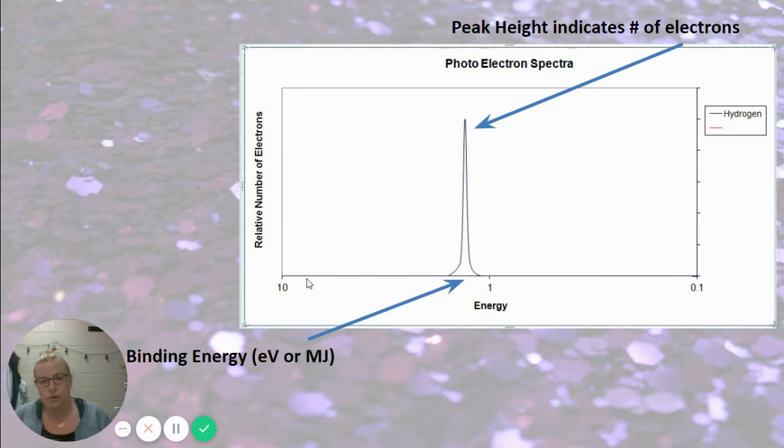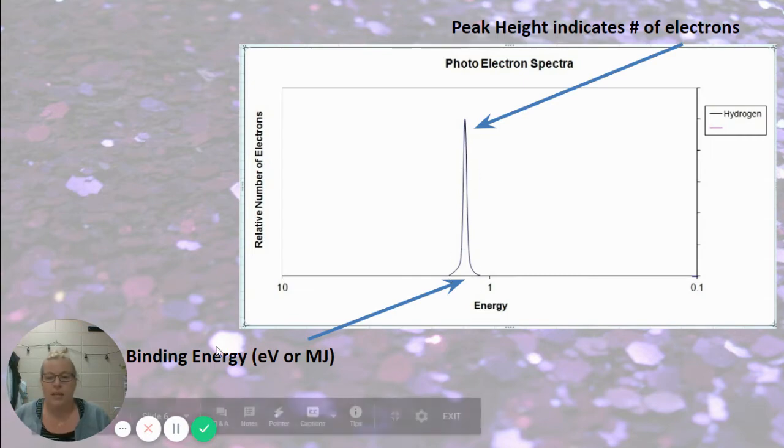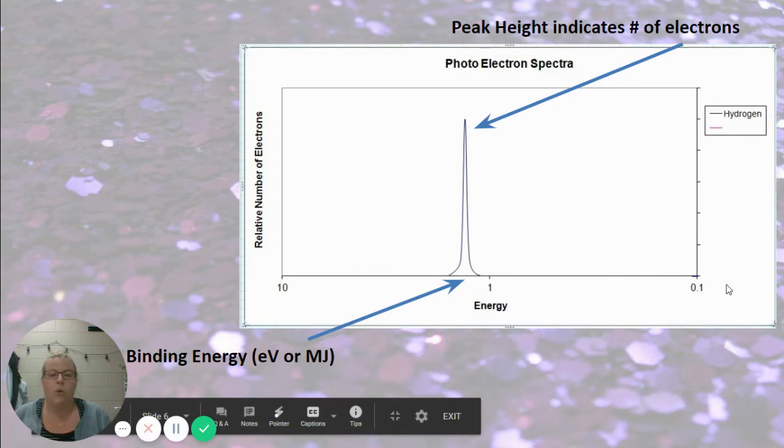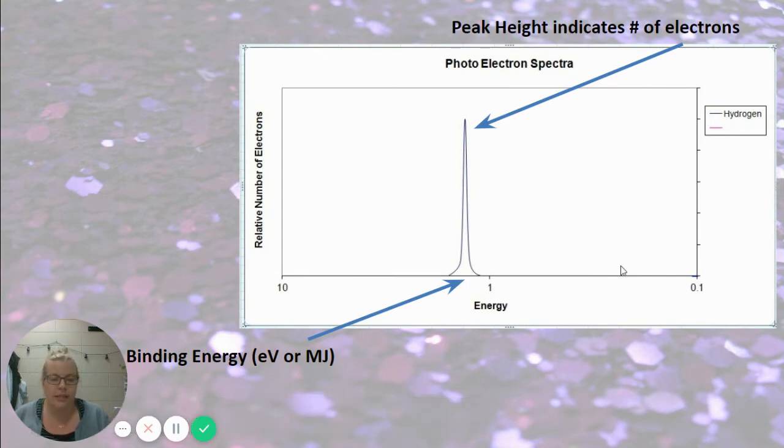So in general, what happens is that the y-axis is always the number of electrons that you have. The x-axis is the energy, that binding energy that we talked about that it takes to remove that electron. And the binding energy is measured in something called electron volts or megajoules. And these are not things you need to worry about. You just need to pay attention to the numbers on the axis and the height of the peaks, because the peak heights are going to be important.